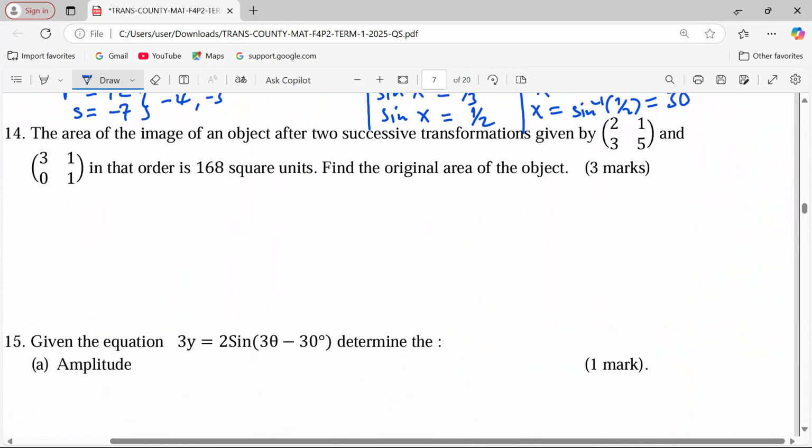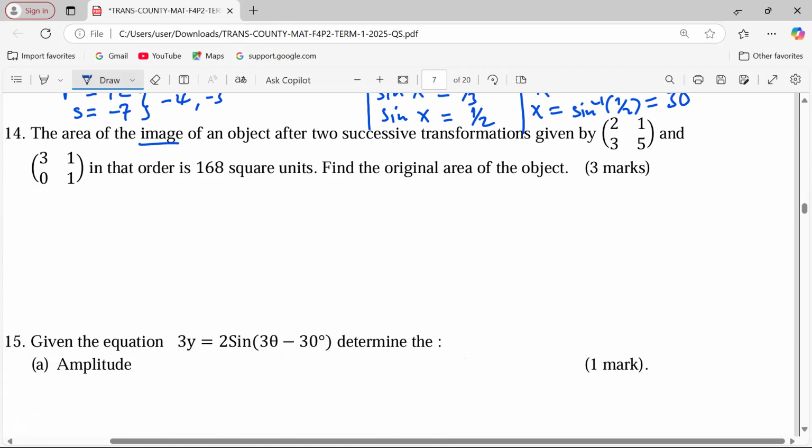Looking at number 14: the area of the image of an object after two successive transformations given by 2, 1, 3, 5 and 3, 1, 0, 1 in that order is 168 square units. Find the original area of the object. There's something here that we're supposed to know. We're supposed to get one matrix which is equivalent to the successive transformations. That is now Form 4 work.